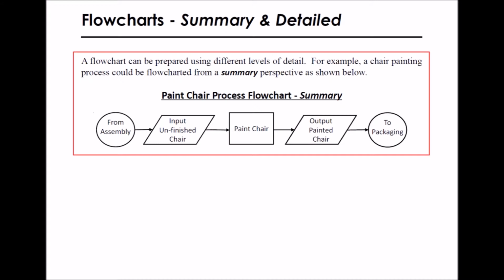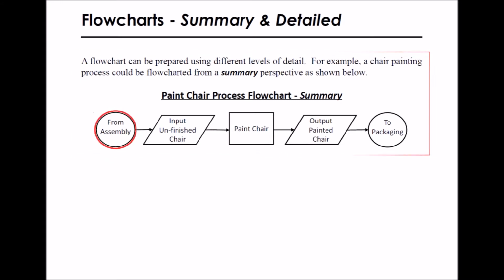For example, a chair painting process could be flowcharted from a summary perspective, like we show here. An unpainted chair is received from assembly and input to the paint chair process, where it is painted, and a painted chair is output and sent to the packaging department.